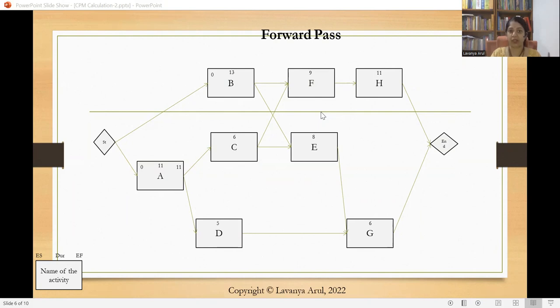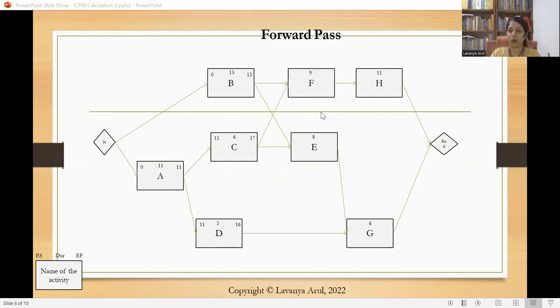Since A is 11 days, the completion date is the 11th as well. Now, since D and C can start after A, we are taking the early start as 11 days. D concludes on the 16th, C concludes on the 17th, right?